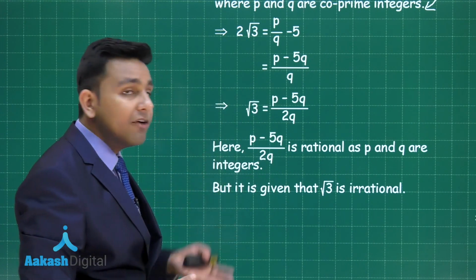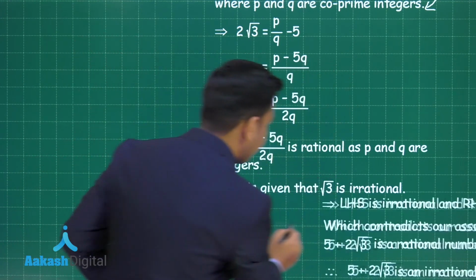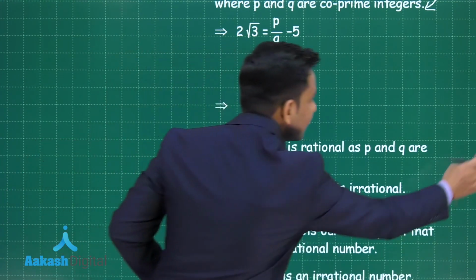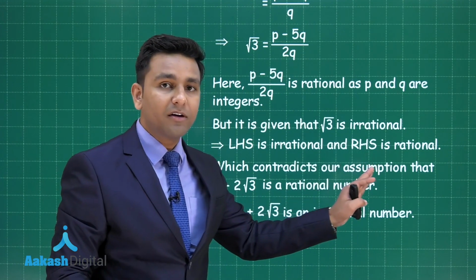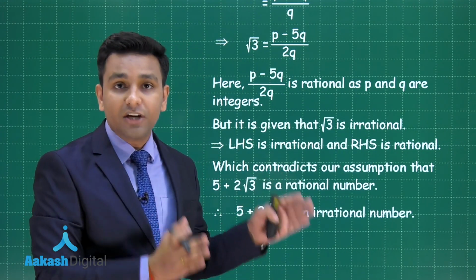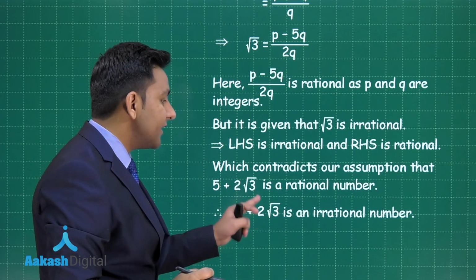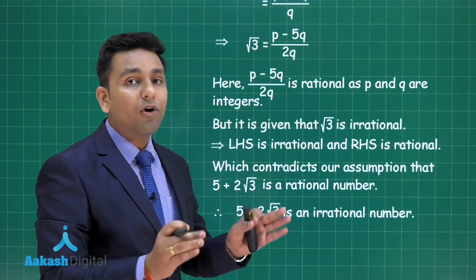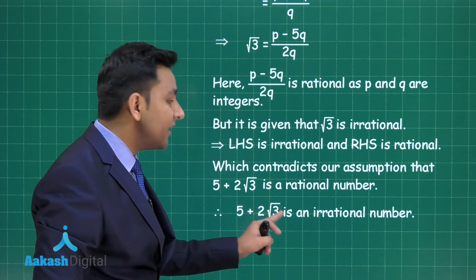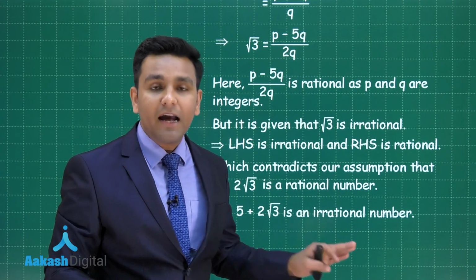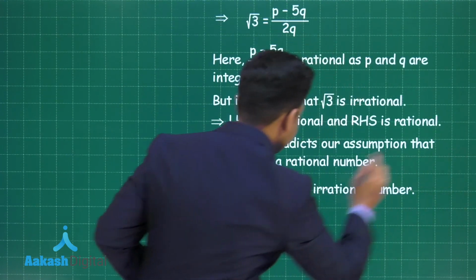But on the left hand side, we are getting an irrational number. So here we can further write: the left hand side is an irrational number and the right hand side is a rational number, which contradicts our assumption. That means our assumption that 5 plus 2 times root 3 is a rational number was incorrect. And what we are getting? 5 plus 2 times root 3 is an irrational number. And this is the proof of this question. I hope you understood this.